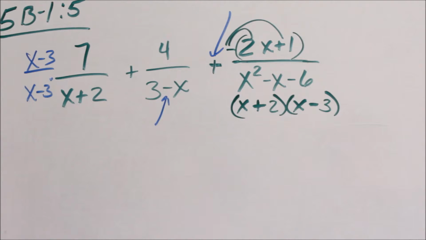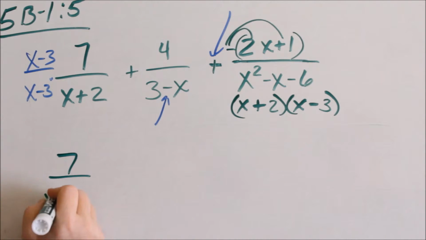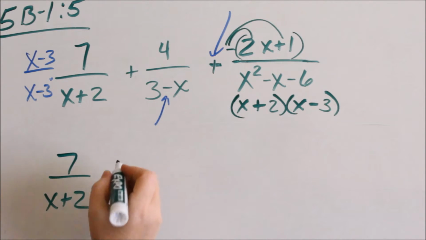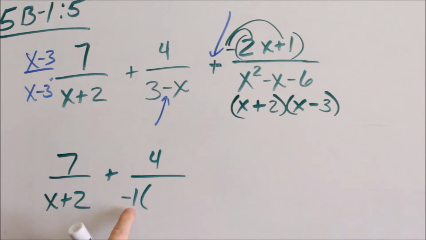So here's how we're going to do this. I'm just going to rewrite this here. 7 over x plus 2. 4 over, I'm going to factor out a negative 1 right there. So that negative 1 is going to stay.